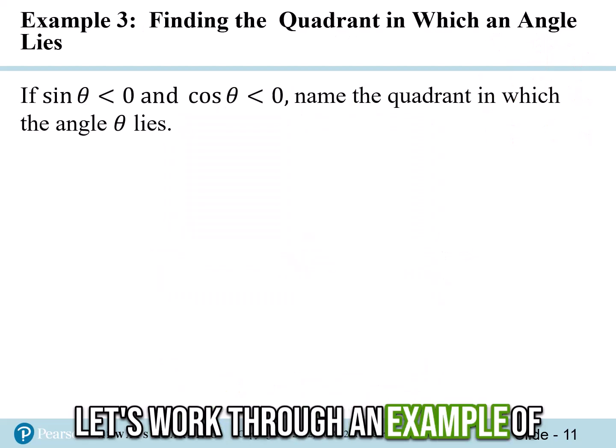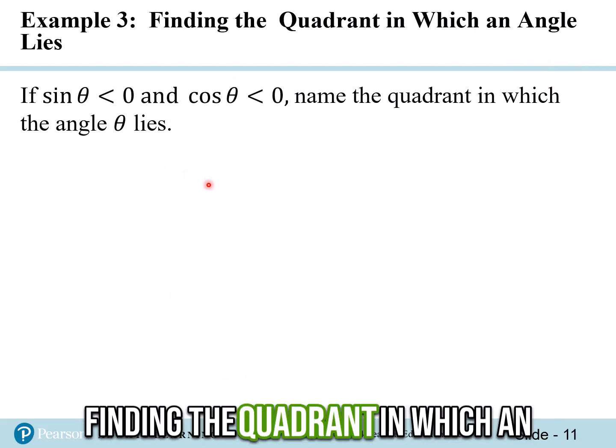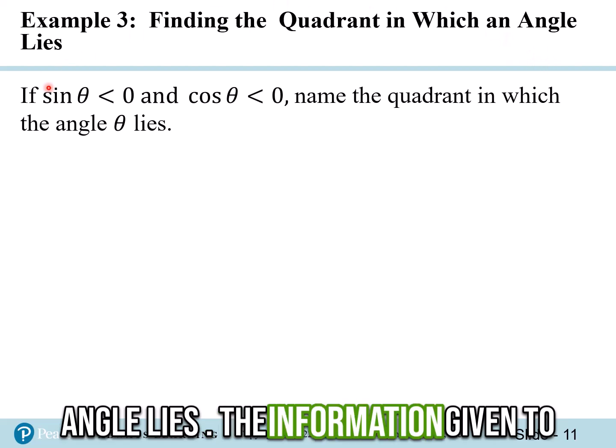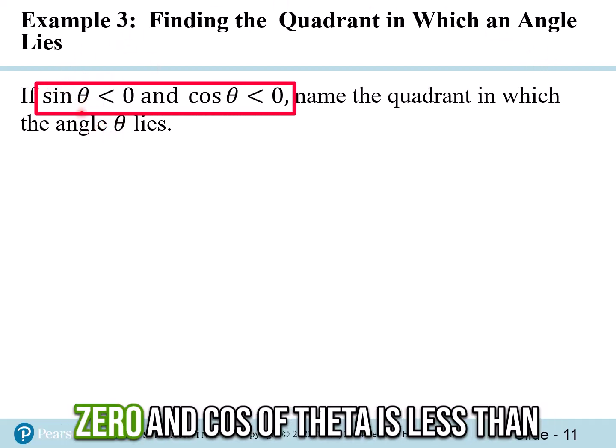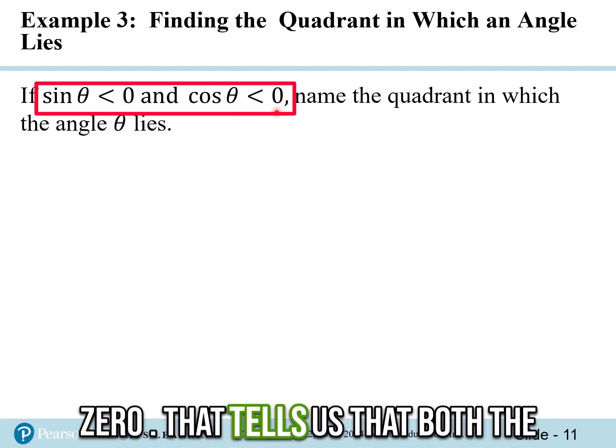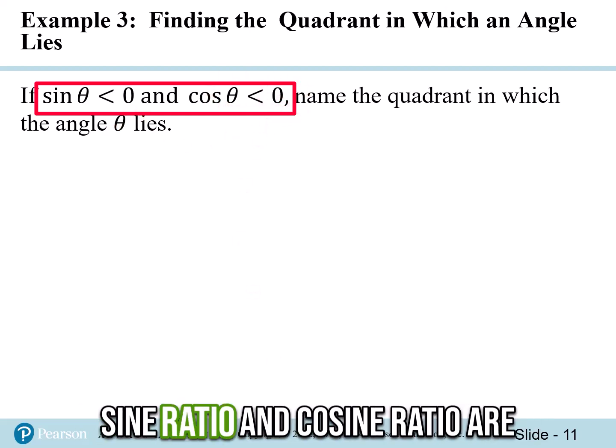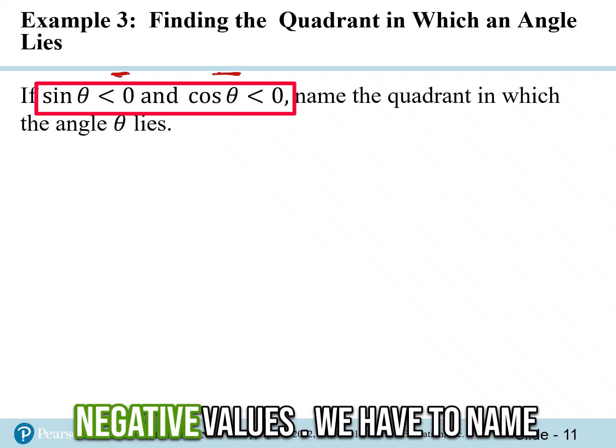Let's work through an example of finding the quadrant in which an angle lies. The information given to us is that sine of theta is less than 0 and cos of theta is less than 0. That tells us that both the sine ratio and cosine ratio are negative values.